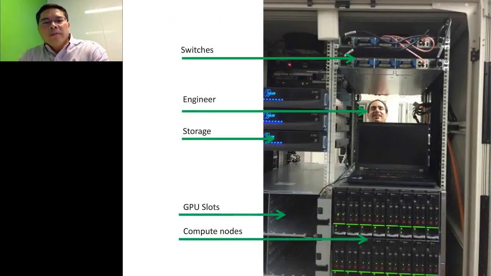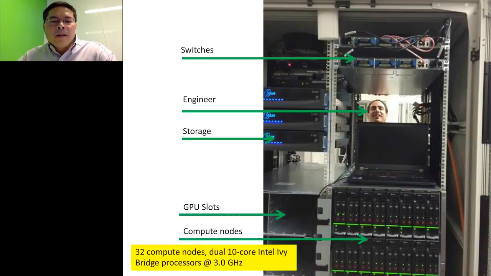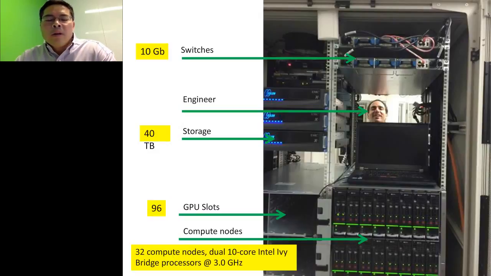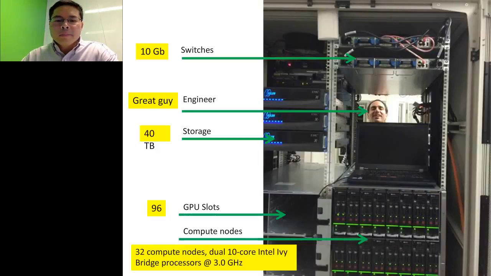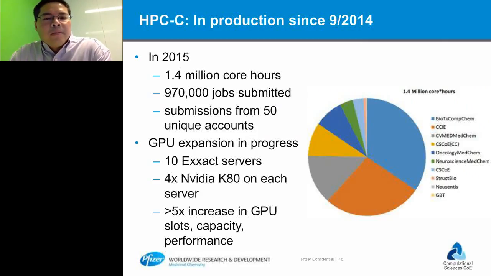Okay, I mentioned all this computation. Where does the computation actually come from? It turns out that we have HPC systems dedicated for this purpose. We have a reasonably sized system dedicated for medicinal chemistry with 640 compute nodes, 96 GPU slots, 40 terabytes of storage, a 10 gigabit switch, and wonderful support from our engineering group in IT. Now, this system, which was put in production about a year ago, is already obsolete. But having said that, we beat on it pretty hard this year. You see the number of core hours, number of jobs submitted, 50 unique accounts across all these departments within worldwide medicinal chemistry. And the focus this year has been expanding our capacity and performance of our GPUs.